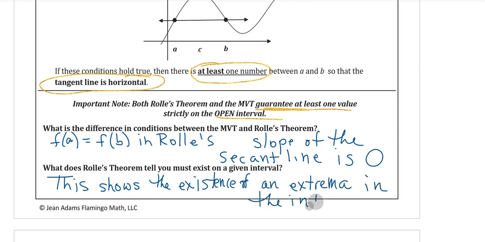Now, we've already seen why these are important in some of the application problems we've done, because we can tell from max and mins how to maximize our profit. When is it at its maximum velocity? Things like that. So it is important to be able to find these max and mins, and so that's why Rolle's theorem comes in very handy.